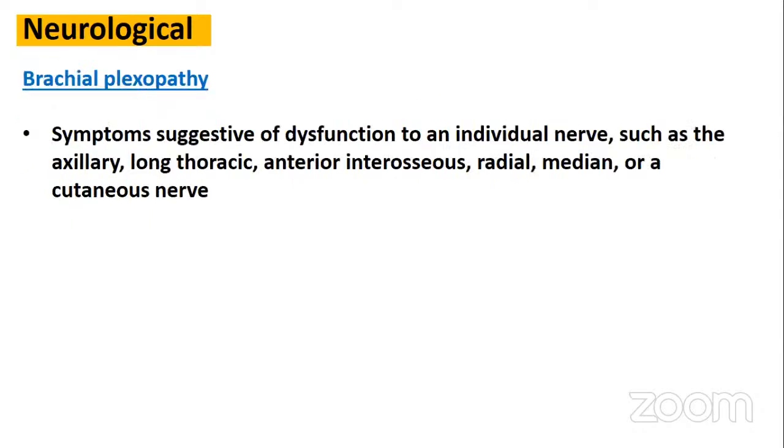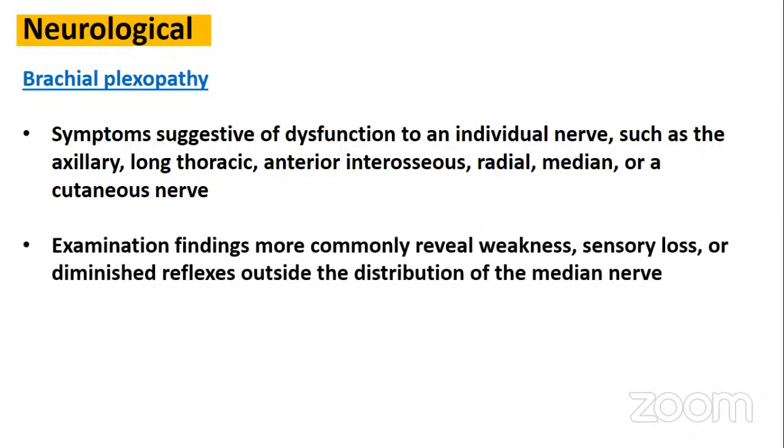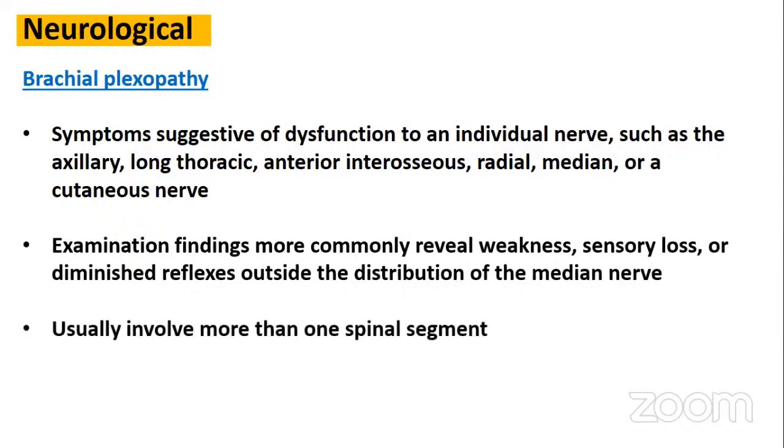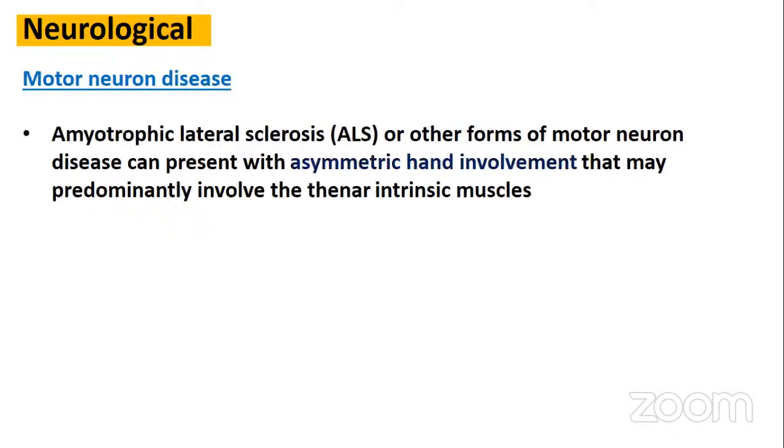The other one is brachial plexopathy, where symptoms are suggestive of dysfunction of an individual nerve. It could be axillary, long thoracic, anterior interosseous, radial, median, any of these things. Examination findings more commonly reveal weakness, sensory loss, or diminished reflexes outside the distribution of the median nerve, and usually involve more than one spinal segment. So brachial plexopathy has these features. Classically it might not involve just a single nerve, but can have multiple involvement.